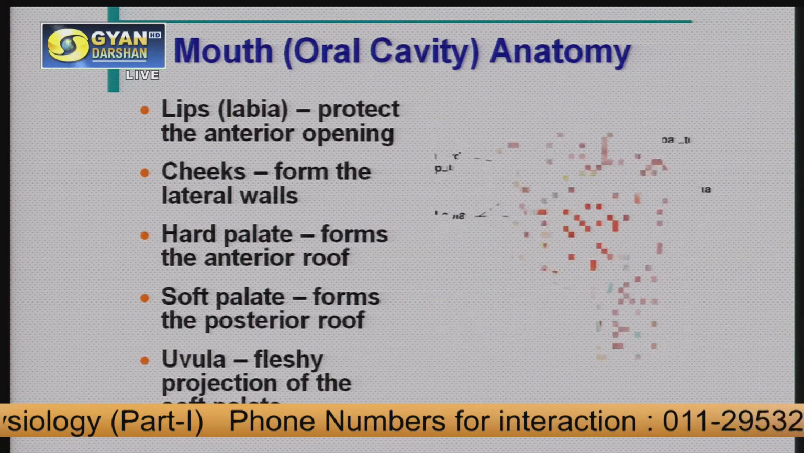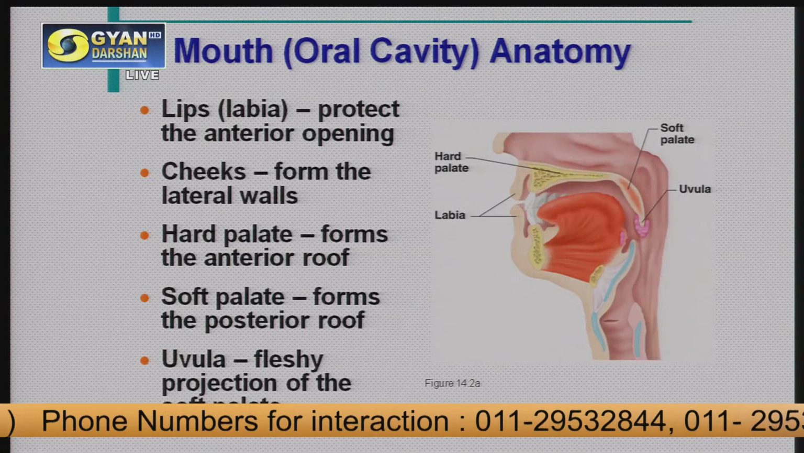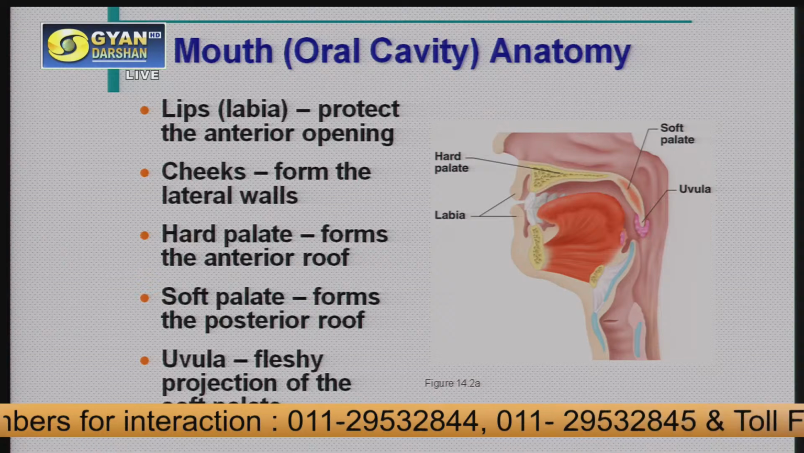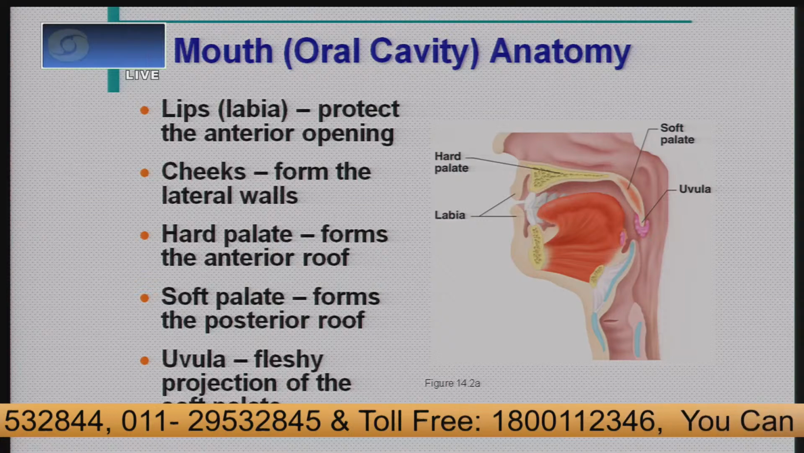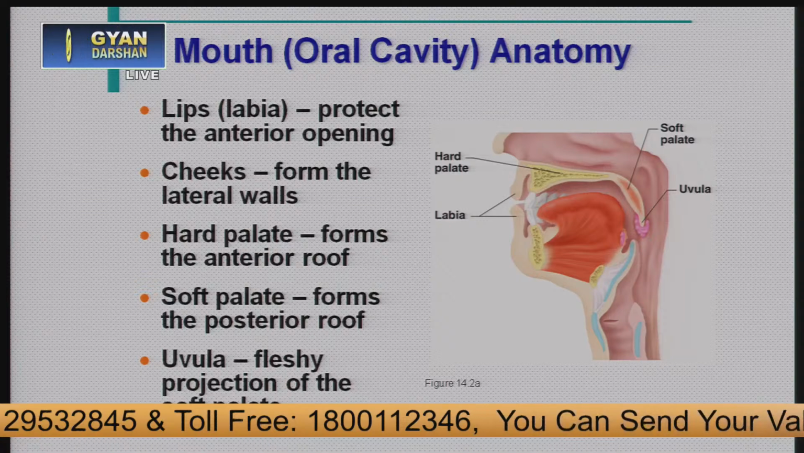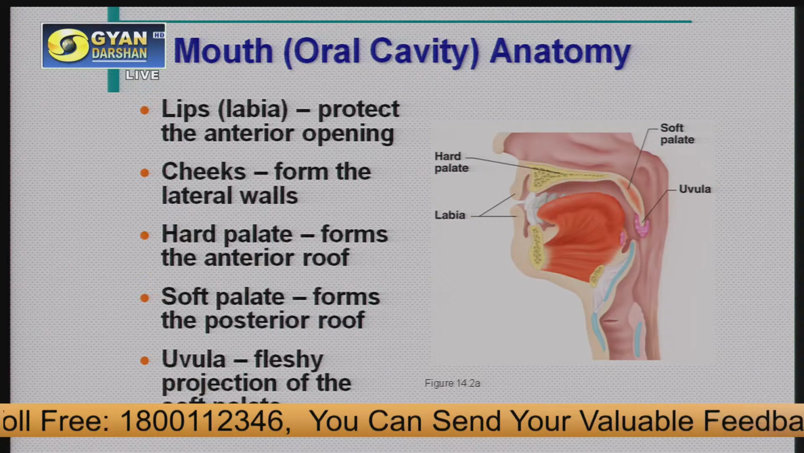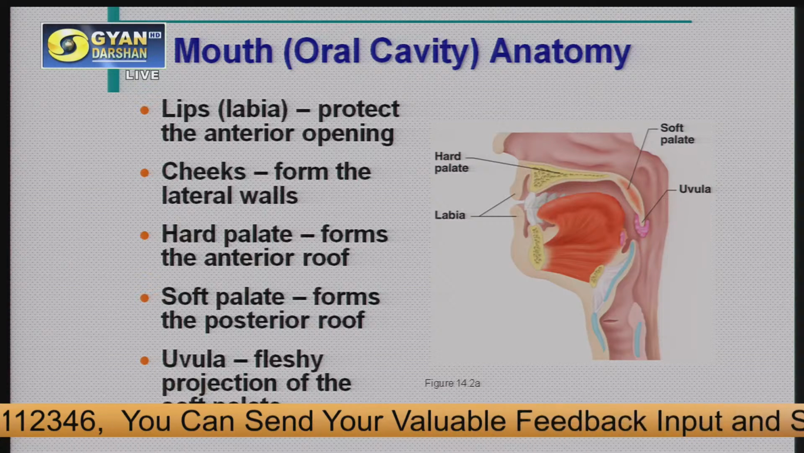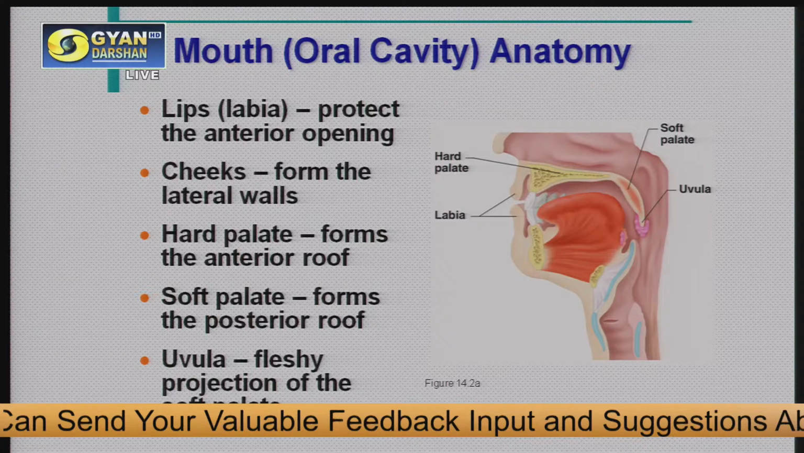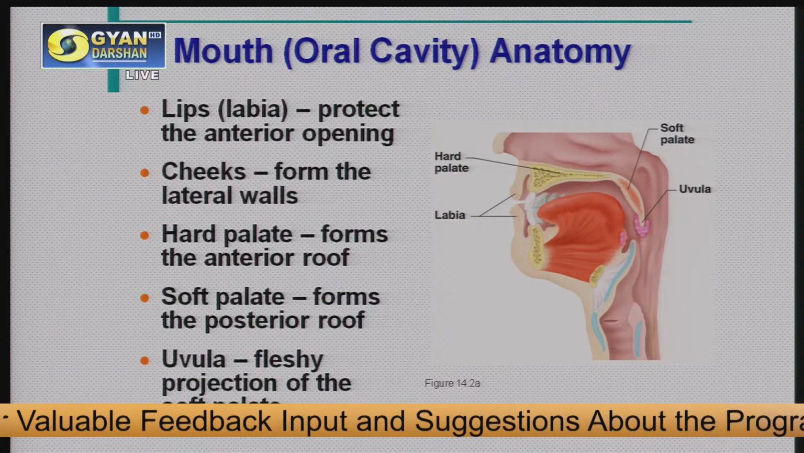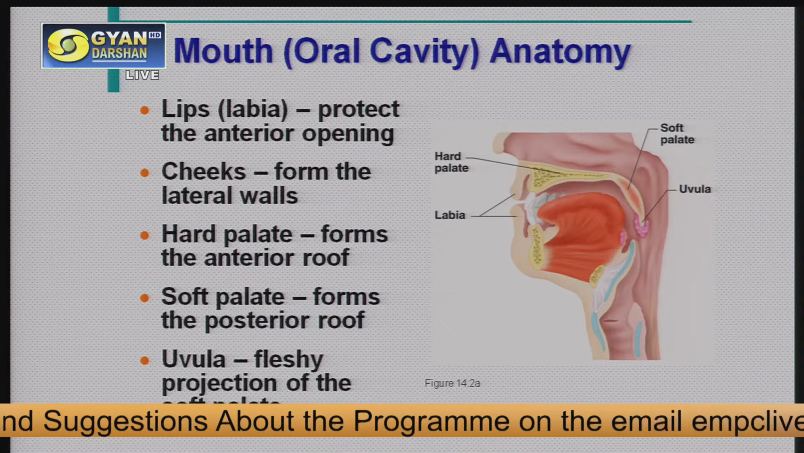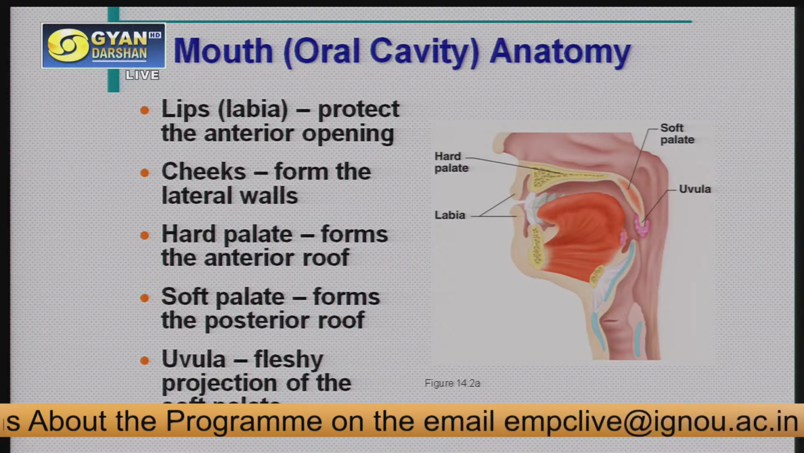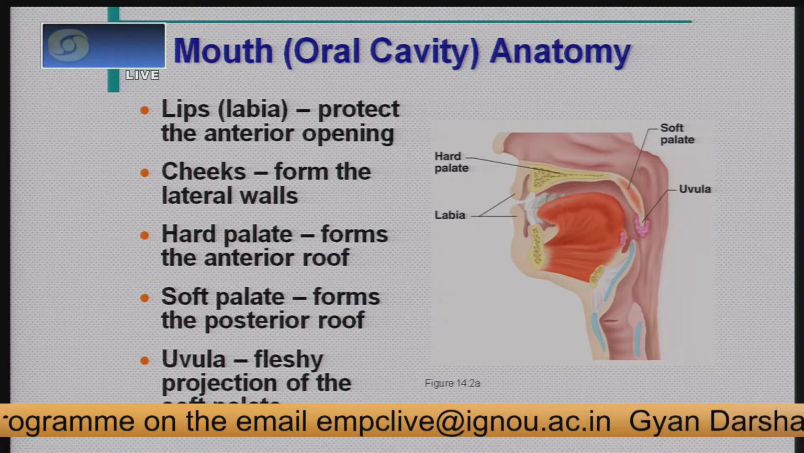Now, first of all, we will come to the mouth. What is the anatomy of the mouth? As you can see in the structure, the first important structure is the lips, which protect the interior opening. Then cheeks, they form the lateral walls. Then the hard palate, which forms the interior roof. Then there is the soft palate, which forms the posterior roof. Then there is the uvula, which is a fleshy projection of the soft palate, as you can see in this particular diagram.